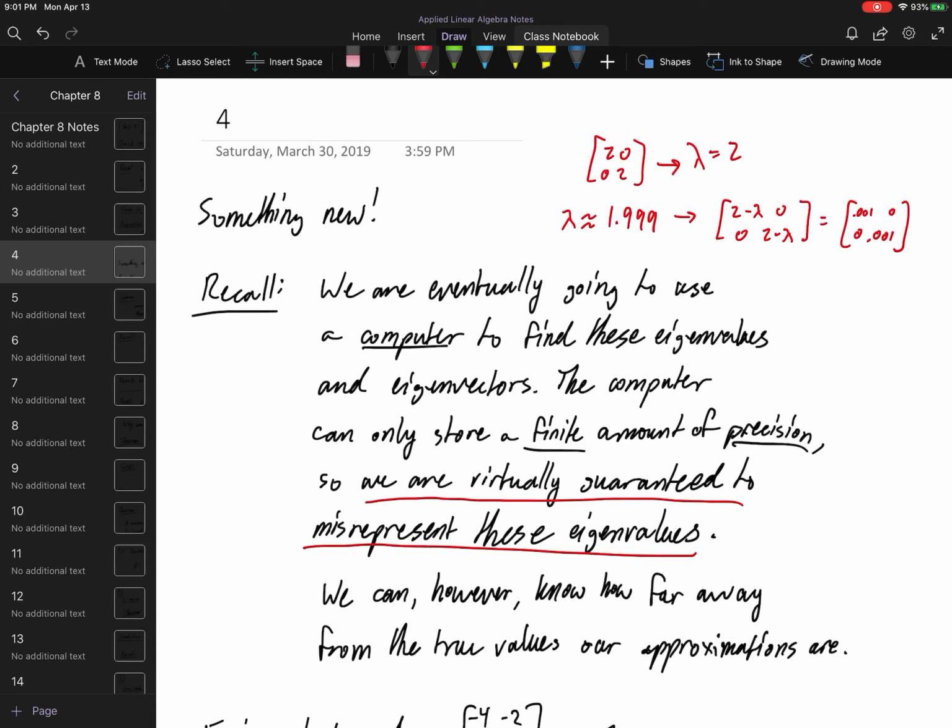And this guy has a trivial kernel, which is bad. I mean, there are only a finite number of exact numbers that correspond to the eigenvalues of this matrix, and the computer needs to get right on those numbers. So actually computing a kernel here, like finding eigenvectors, is really difficult for a computer.